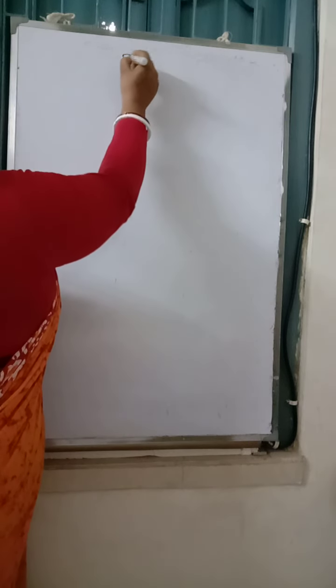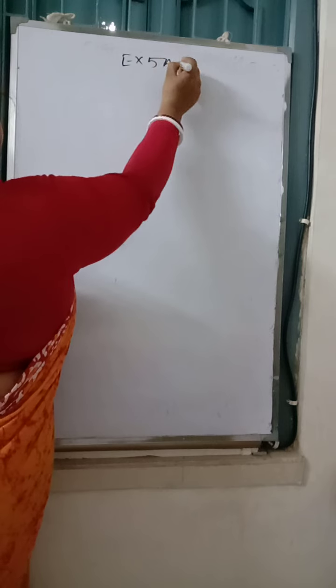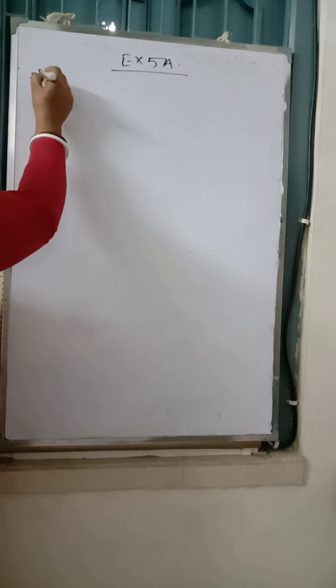In the last class we completed up to question number 4 from exercise 5a. Look at question number 5. Here you have to write whether the sets are finite or infinite, and then you have to write the cardinal numbers of the finite sets. Exercise 5a, question number 5.